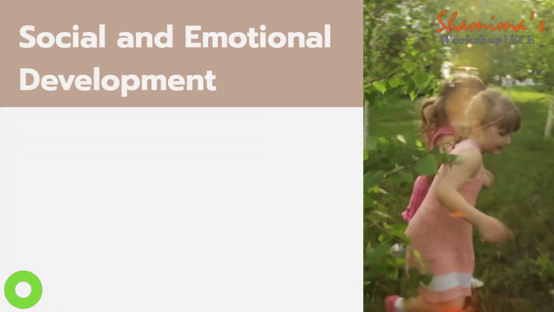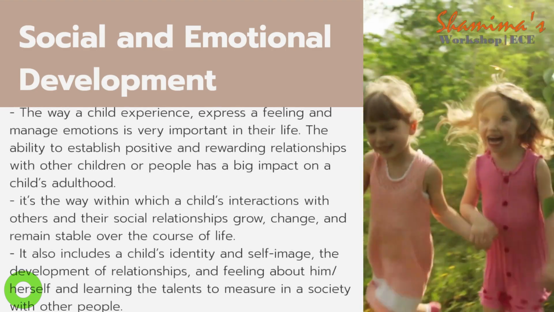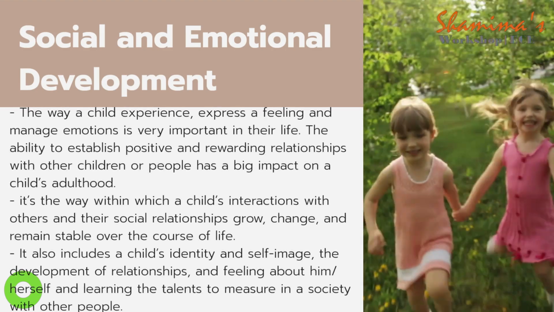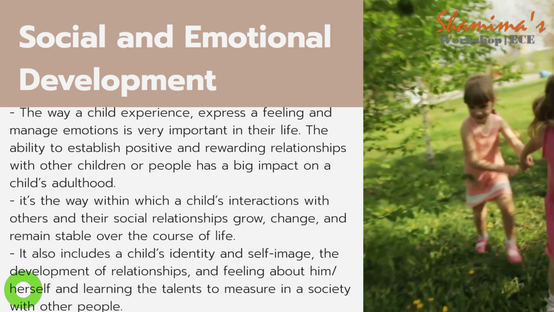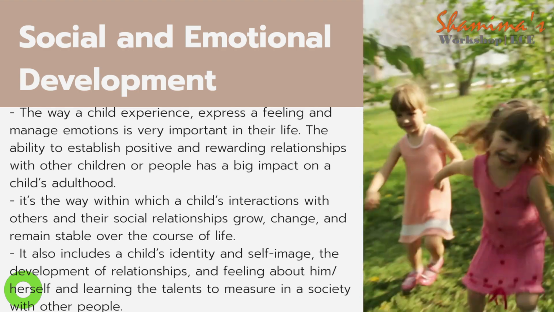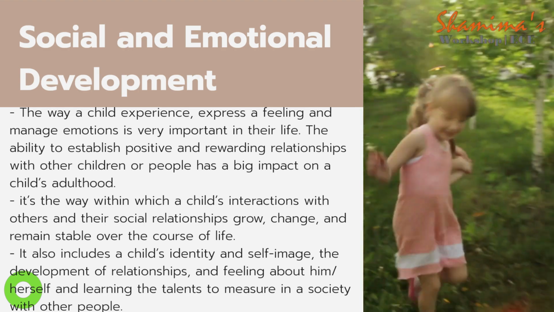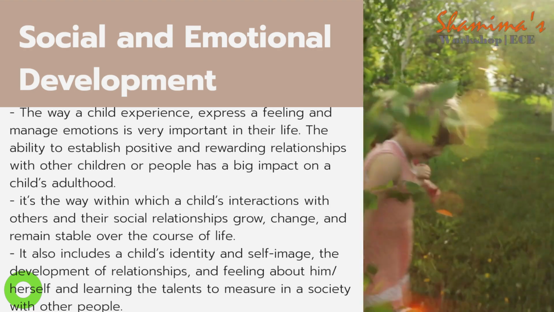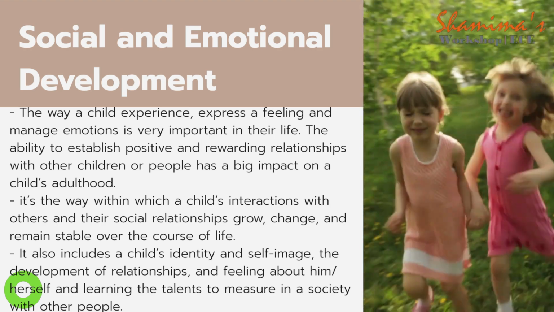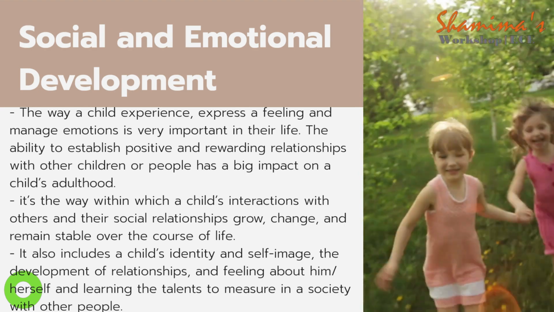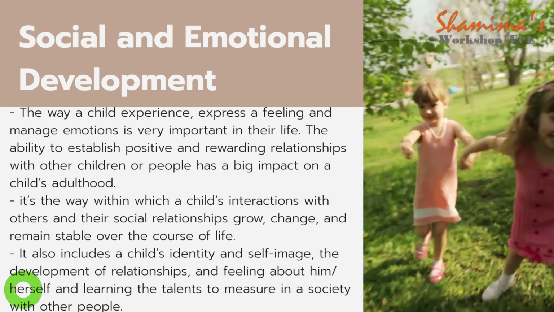Social and emotional development. The way a child expresses a feeling and manages emotions is very important in their life. The ability to establish positive and rewarding relationships with other children or people has a big impact on a child's adulthood. It's the way in which a child's interactions with others and their social relationships grow, change, and remain stable over the course of life. It also includes a child's identity and self-image, the development of relationships, feelings about him/herself, and learning the skills to get along in a society with other people.